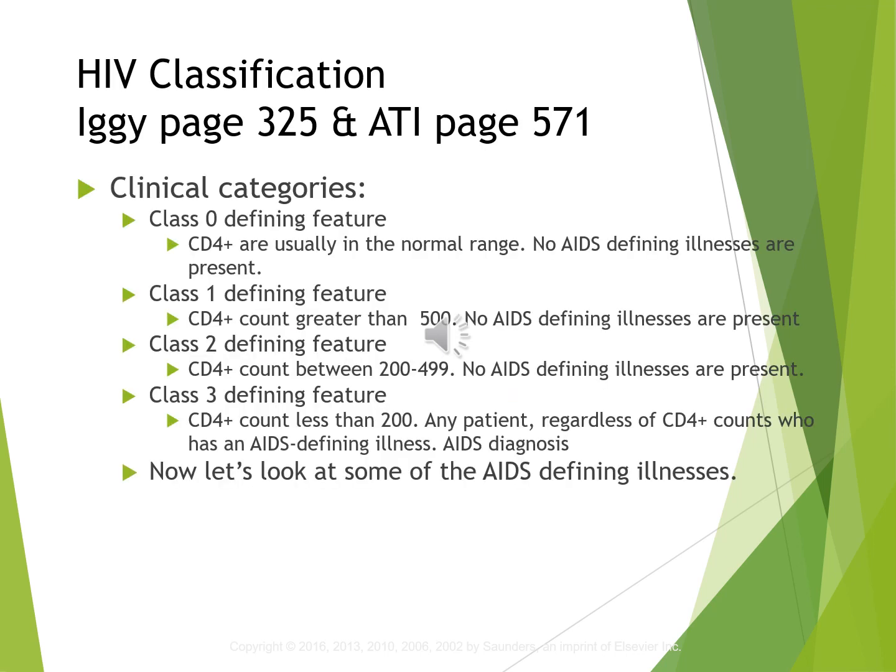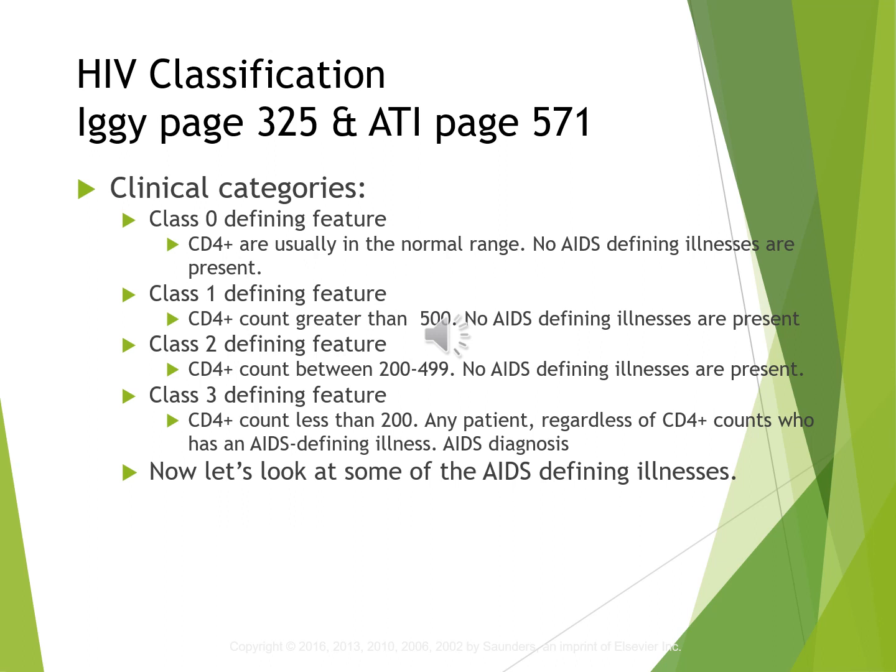This slide here is looking at the different classifications of HIV, and this is really based a lot on your CD4 count as well as whether there are any AIDS-defining illnesses going on. And this is in your book. There's a table 17.1 on page 325, and there's also another table in your ATI book on 571 that looks at this.